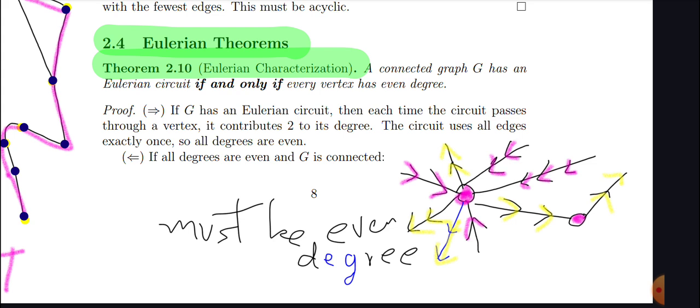And the proof is highly intuitive, isn't it? It relies on parity. It does. For a circuit, every time you arrive at a vertex, you must immediately have an edge available to leave that vertex.